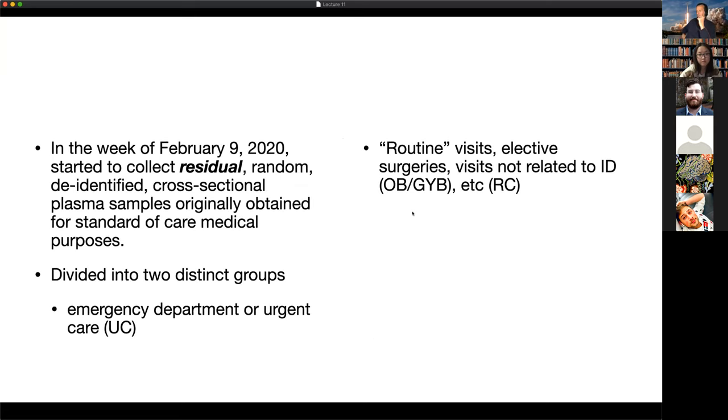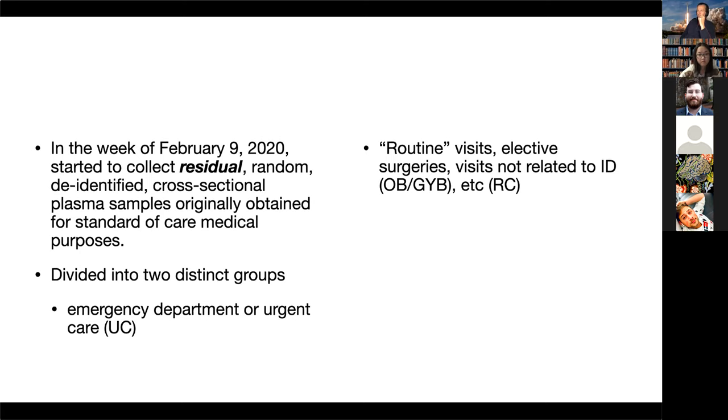All right, so they have their own test. They did their own validation. And what is it that they measured? In the week of February 9th, 2020, they started to collect residual, random, de-identified, cross-sectional plasma samples originally obtained for standard of care medical procedures, which means that you come into the hospital for whatever it is that you need to do.